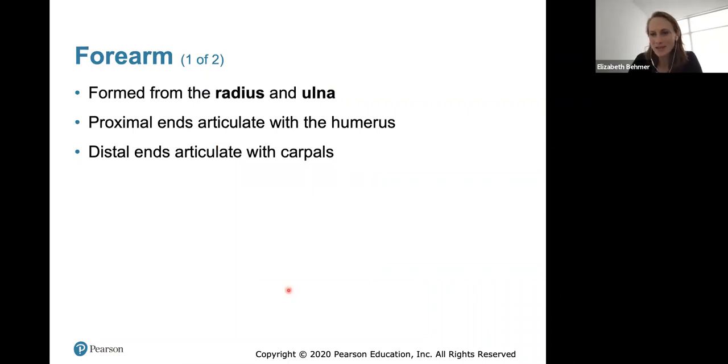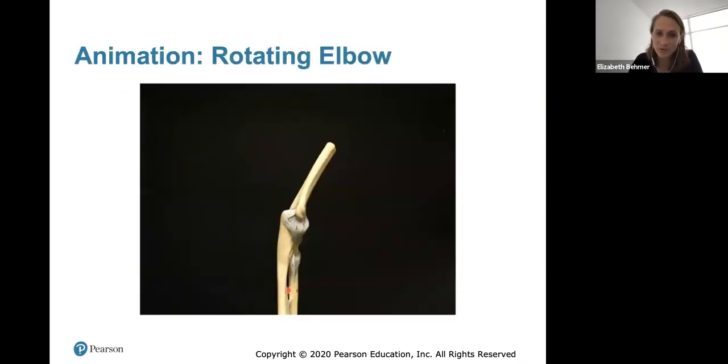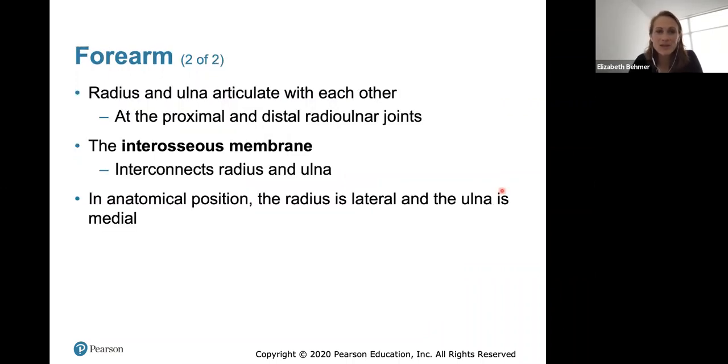The forearm then consists of your radius and ulna. The proximal ends articulate with the humerus, and the distal ends articulate with your carpals, which are your wrist bones. Here's a great animation of the rotating elbow. So the forearm, the radius and ulna, articulate with each other at the proximal and distal radioulnar joints. And there's an interosseous membrane, which is connective tissue that connects the radius and ulna together.